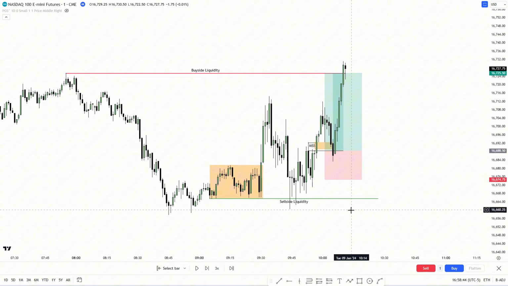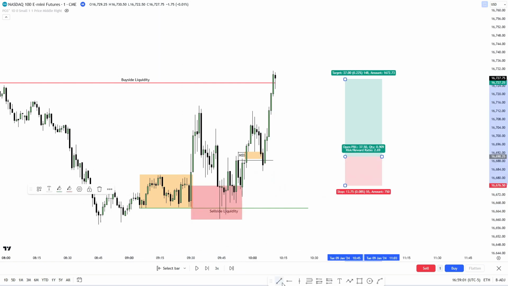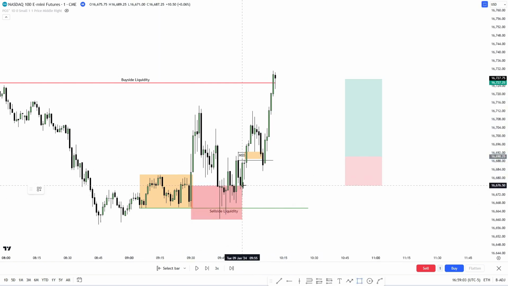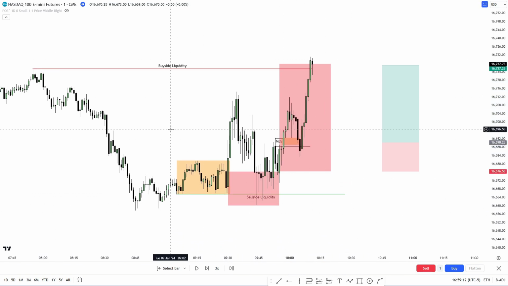So now if I mark out the levels, that was your accumulation. This right here, us going down below the accumulation, this was our manipulation, and then lastly our distribution phase, which occurs right here, just like that. And this will be how AMD would look like on a 1 minute time frame, for example.